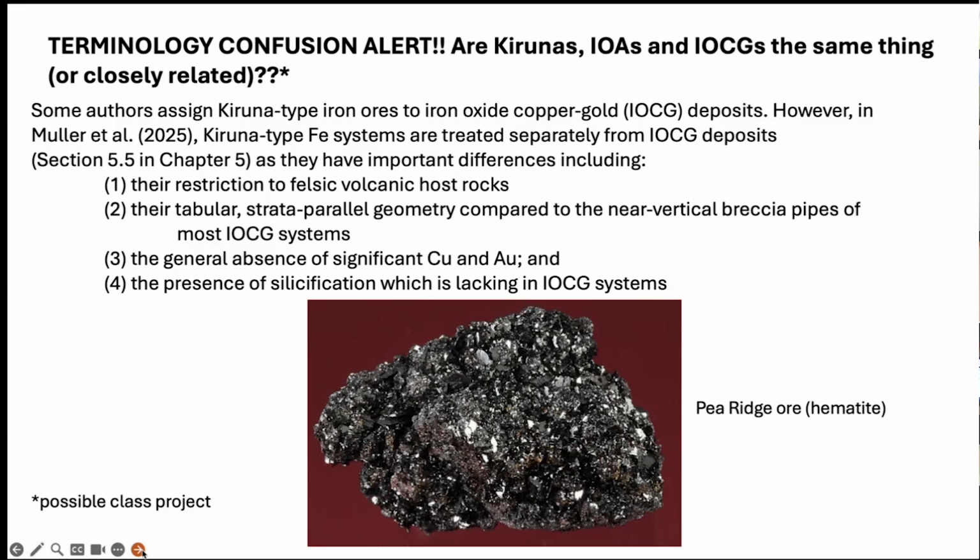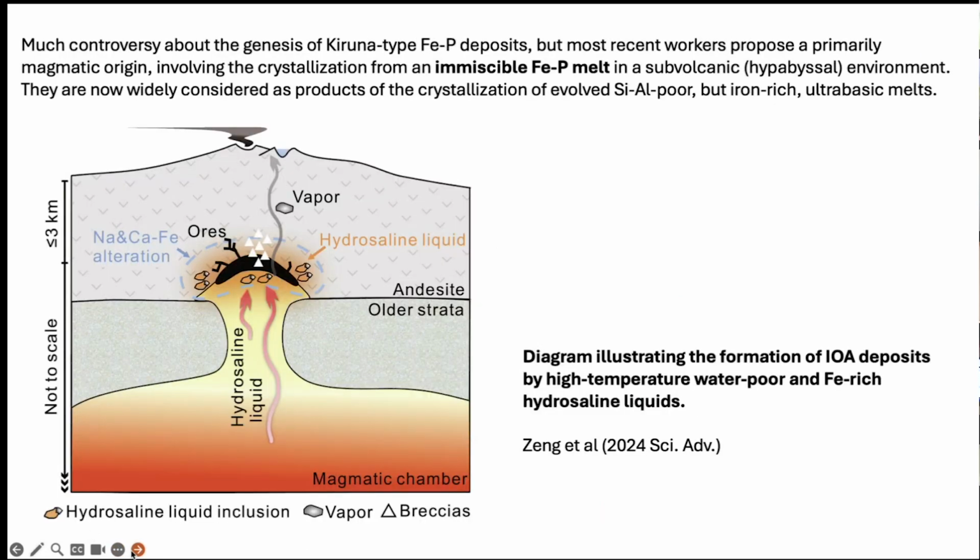So they have important differences. They are restricted to felsic volcanic host rocks, with tabular strata parallel geometry, compared to the near vertical breccia pipes of most IOCGs. Kirunas generally don't have much copper or gold, and they do have silicification, which is lacking in IOCG systems. So, similarities and differences. There's a lot of controversy about the genesis of Kiruna type iron phosphorus deposits.